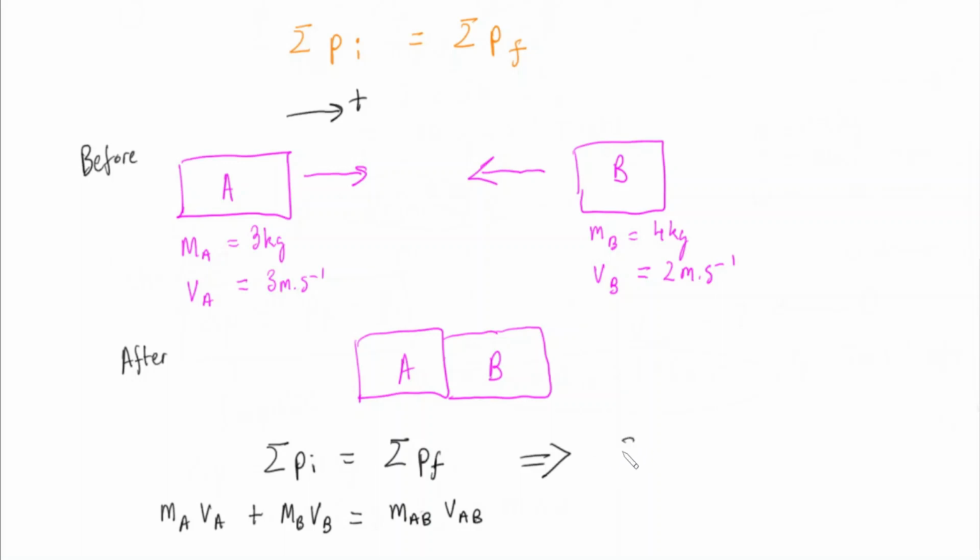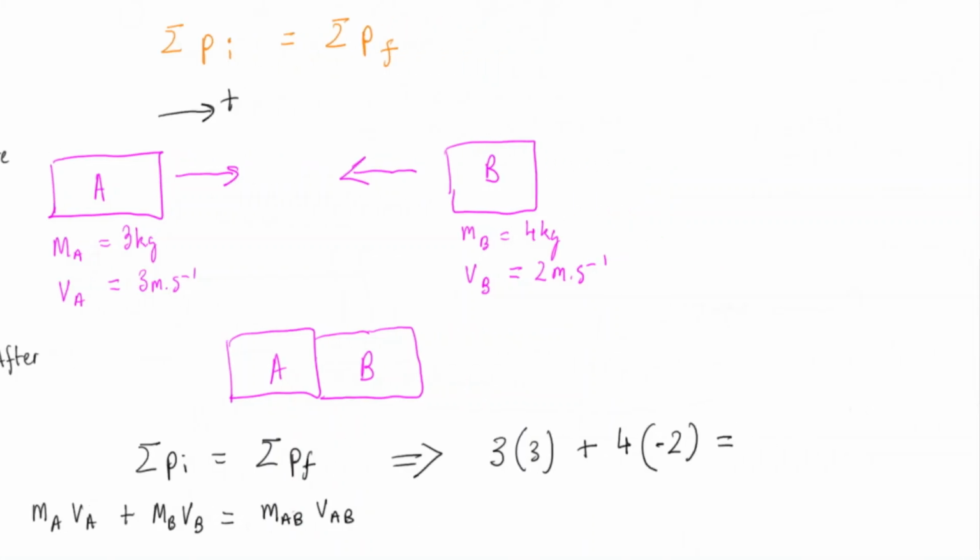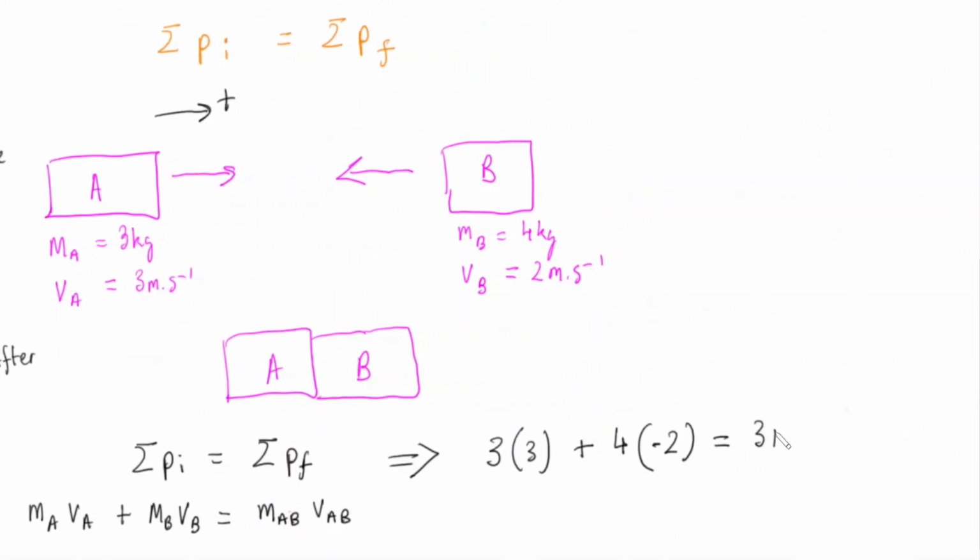So MA is 3 kilograms, VA is going to be 3 as well because we've said the right is positive. So we add that onto MB, which is 4, and we times it with VB, which is going to be negative because it's moving towards the left, so that'll be negative 2. And that will equal our combined mass, which is going to be 3 plus 4 times the velocity, the combined velocity of this system, which is VAB, of these two masses.